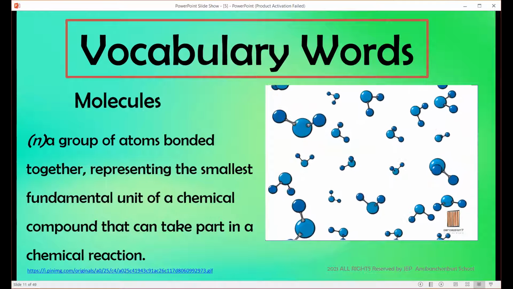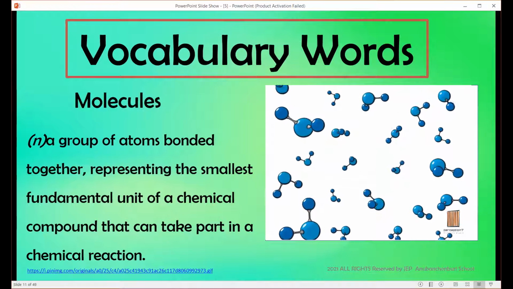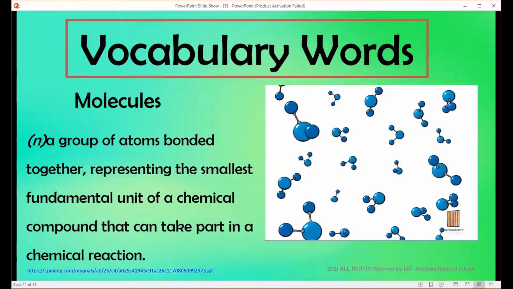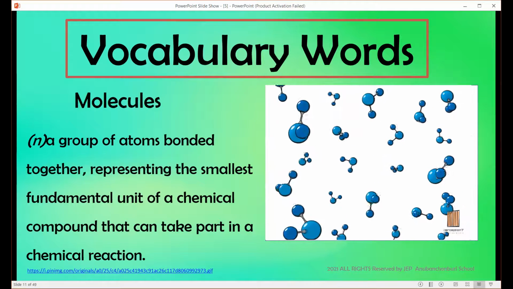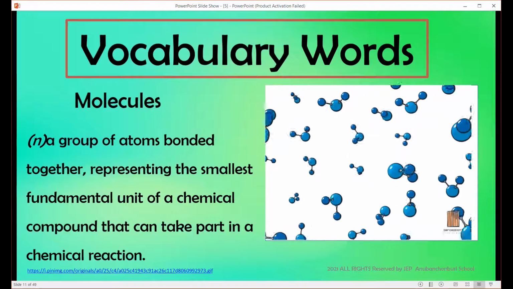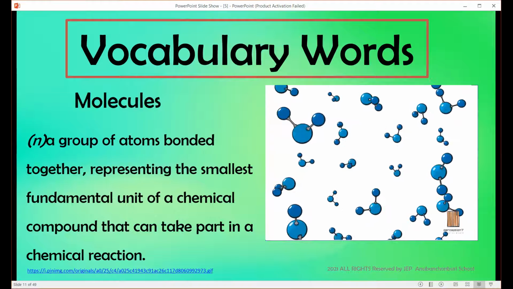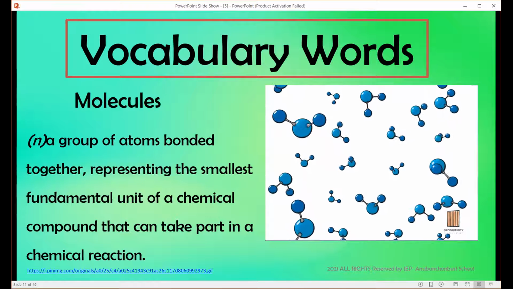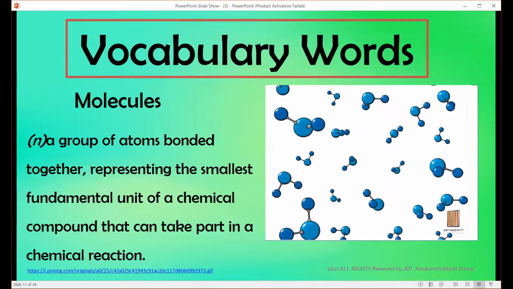Molecules. May I request Patarida? Can you hear me, Patarida? Patarida? I think Patarida is not here. What about Suwapich? Are you here? Suwapich? Yeah. Can you read, please, the meaning of molecules?